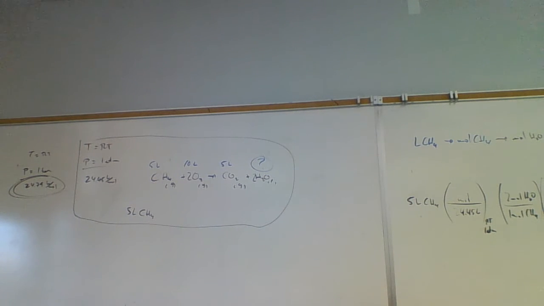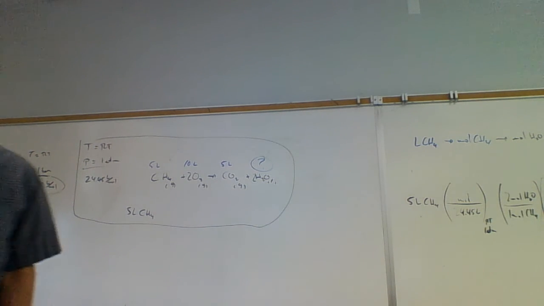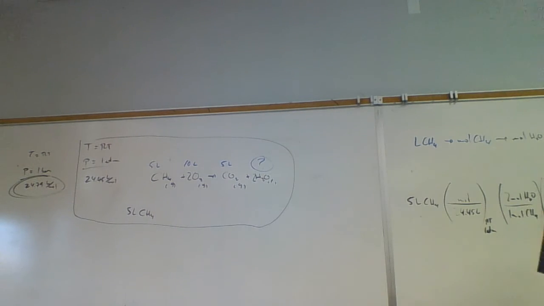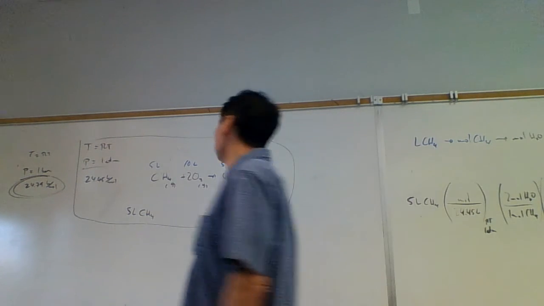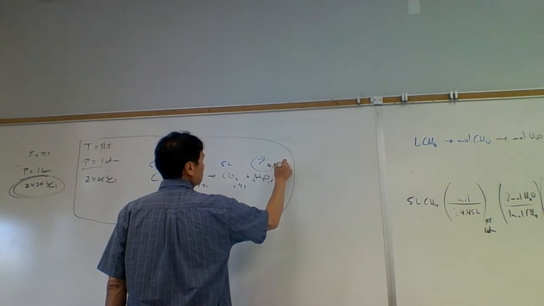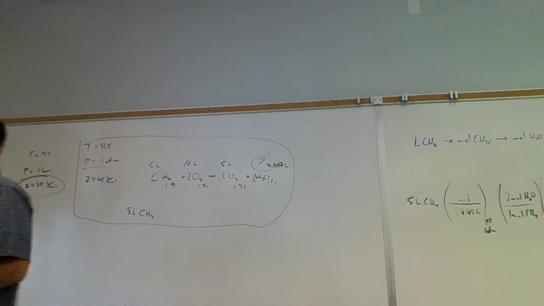Let's see, 5 divided by 24.45 times 2 times 18.02. 7.37 milliliters. Or 0.007 liters. That's what we're going to get.